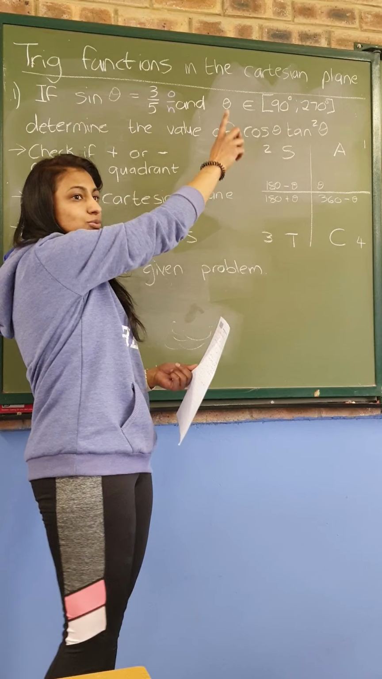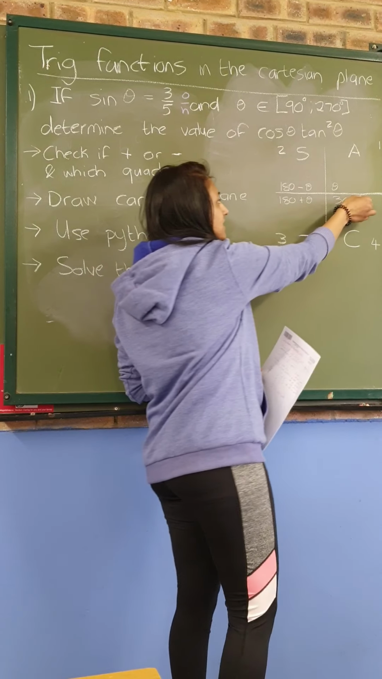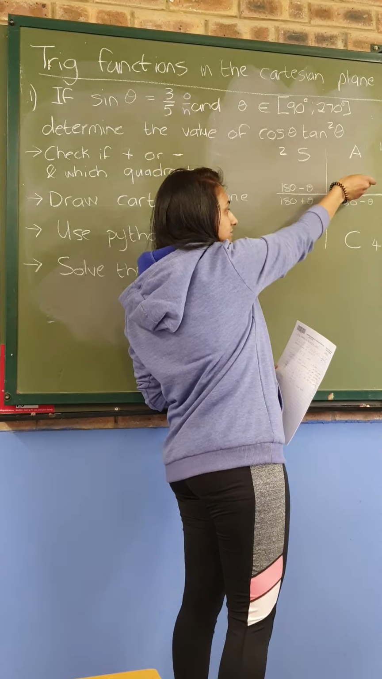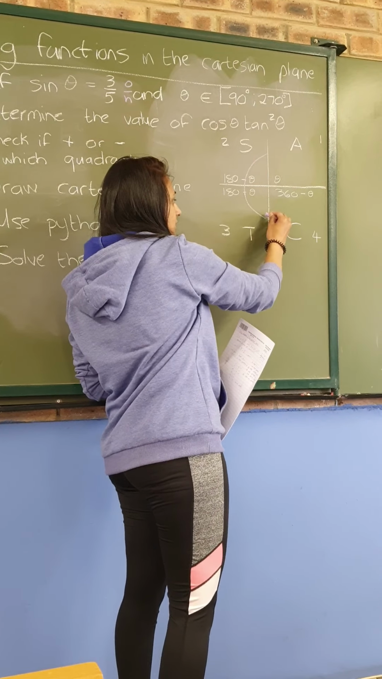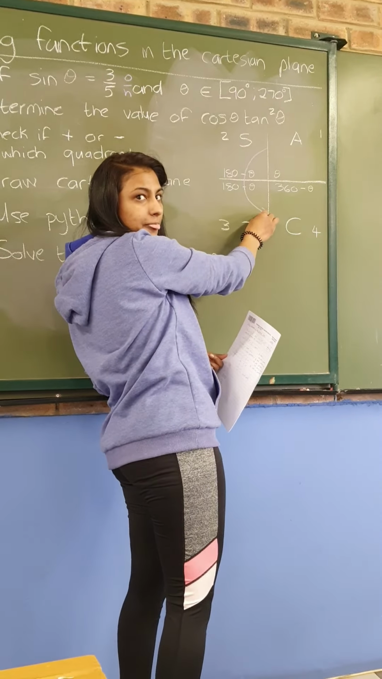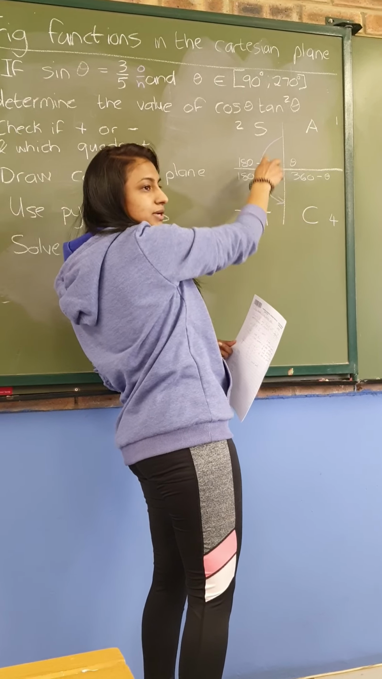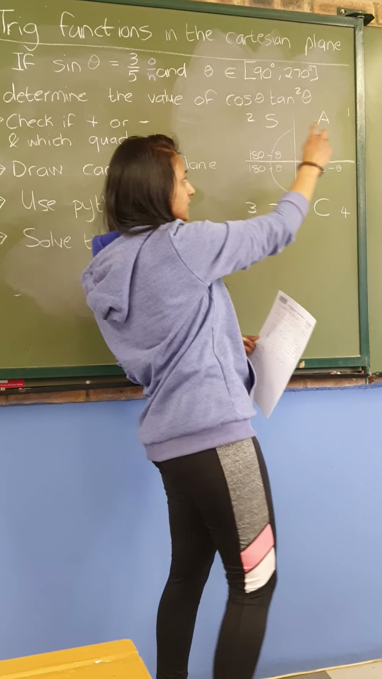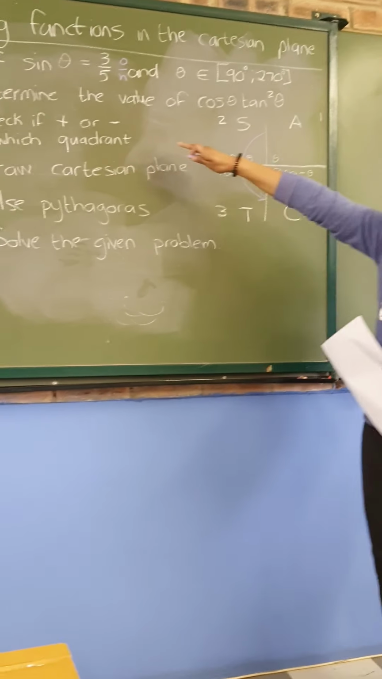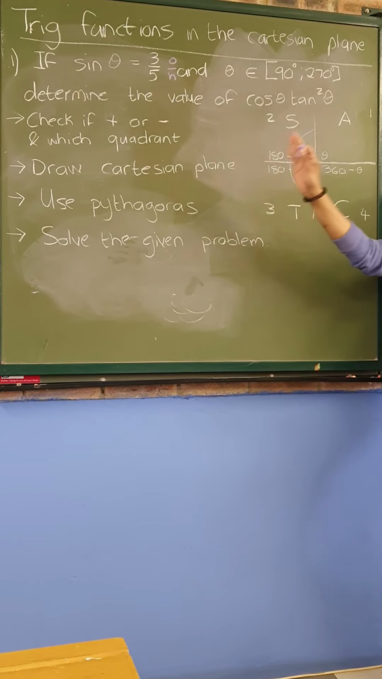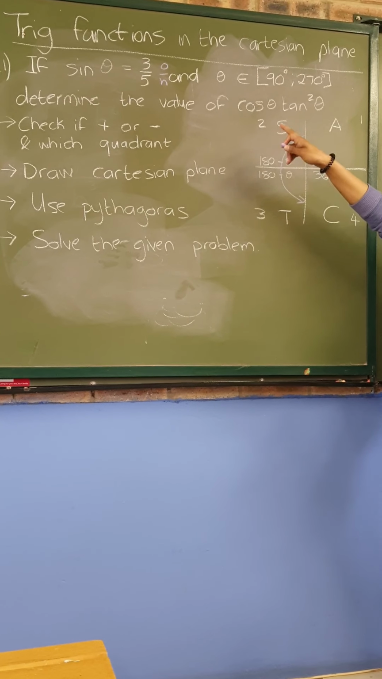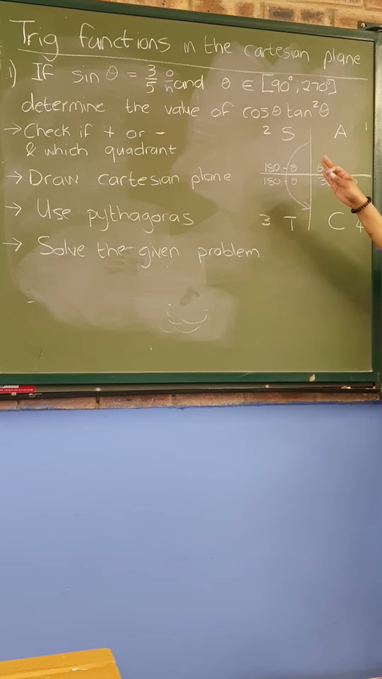It says it lies between 90 and 270. This is 90. This is between 0 and 90. 90 and 270 is these two. Do you agree? Okay. And where is sin positive between these two? Second quadrant. Okay. So that's what your first step is, to check if it is positive or negative and which quadrant. So we saw that sin is positive, and it lies in the second quadrant.